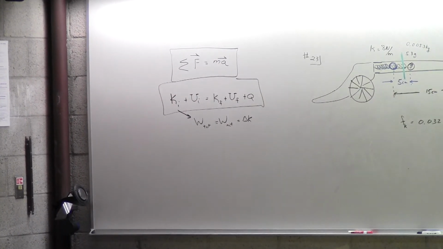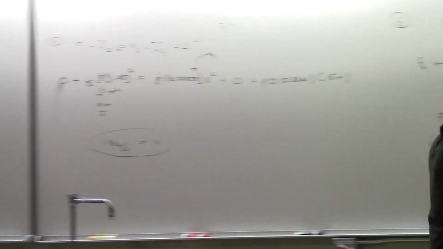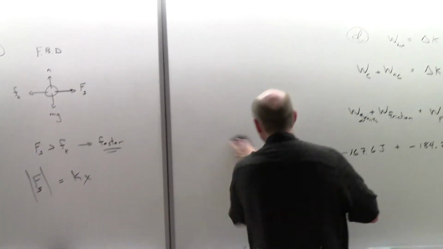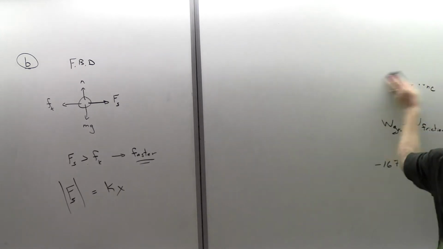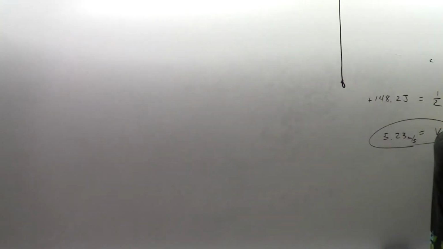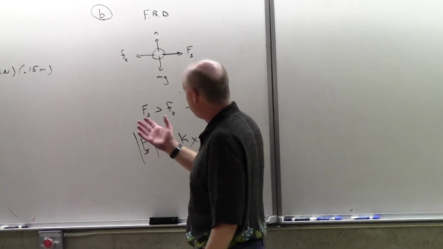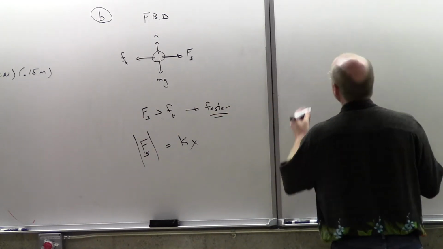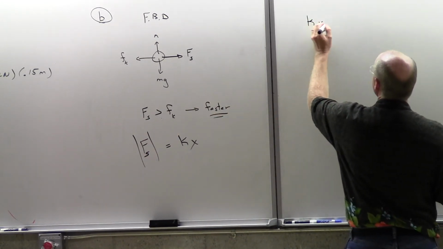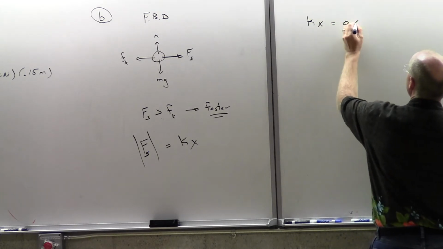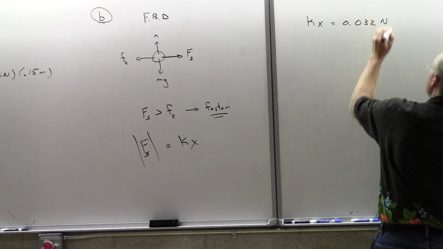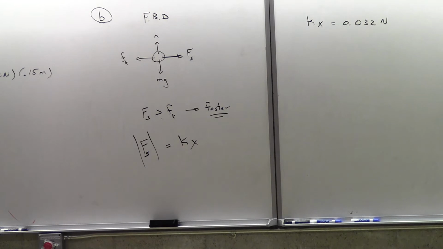So B is really done with forces again. I'm bringing us back to chapter 5 and saying, okay, where does that occur? Where does that maximum speed occur at? And as I pointed out, it would occur then when Kx is equal to 0.032 newtons. That's the place.